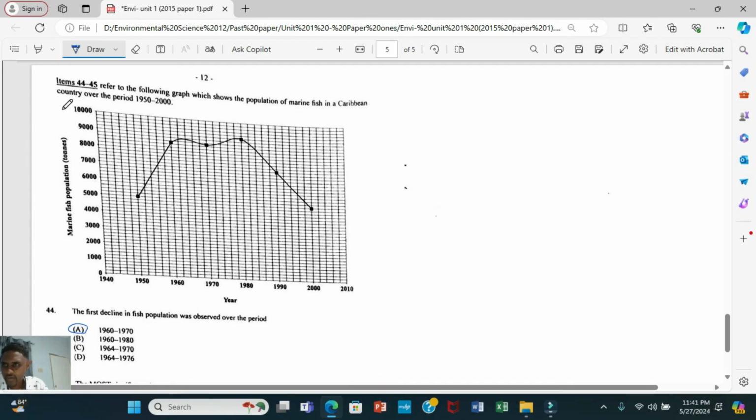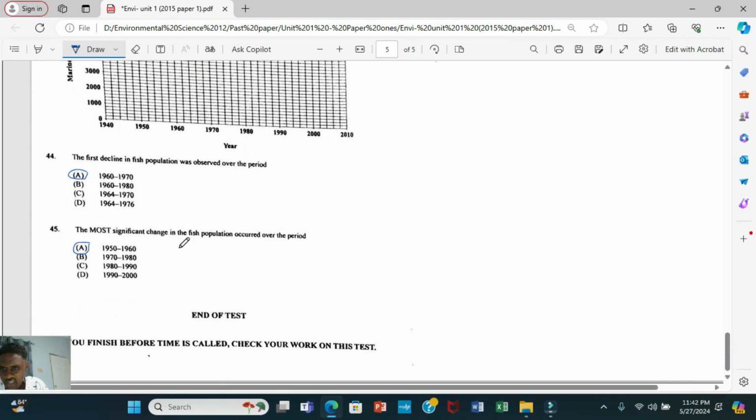44 and 45 refer to the following graph, which shows the population of marine fish in a Caribbean country over the period 1950 to 2000. The first decline in fish population observed over the years, and that would be 1960 to 1970, and that would be here, right? All right, it's not a decline yet. This is not a decline, this is constant. That's just because of its shape. No, yeah, it's a decline. Yeah, right here, guys. The answer is A.